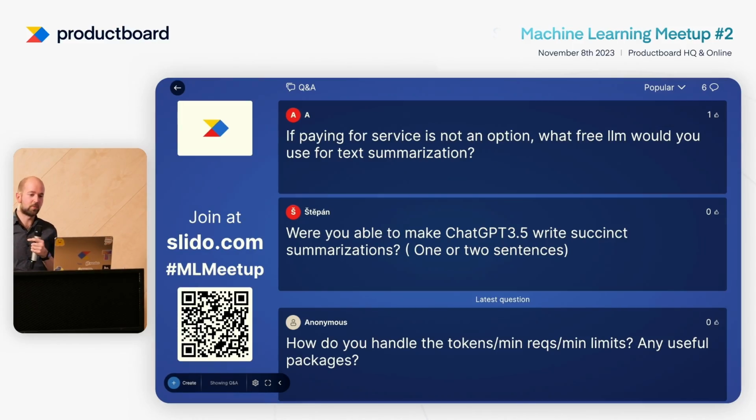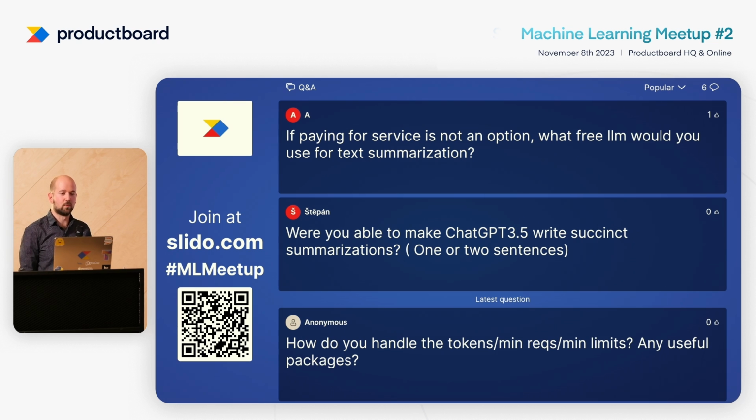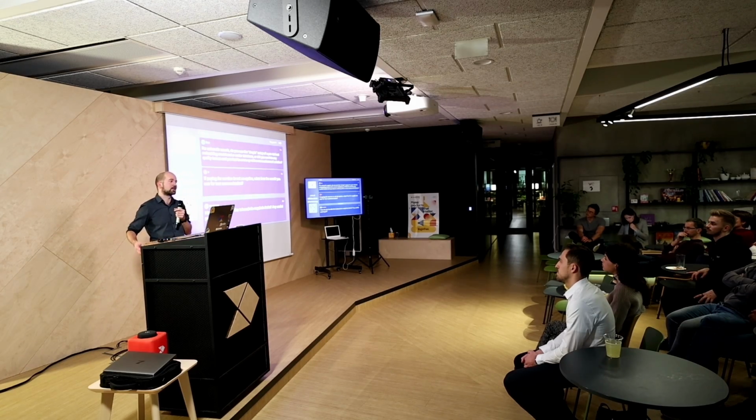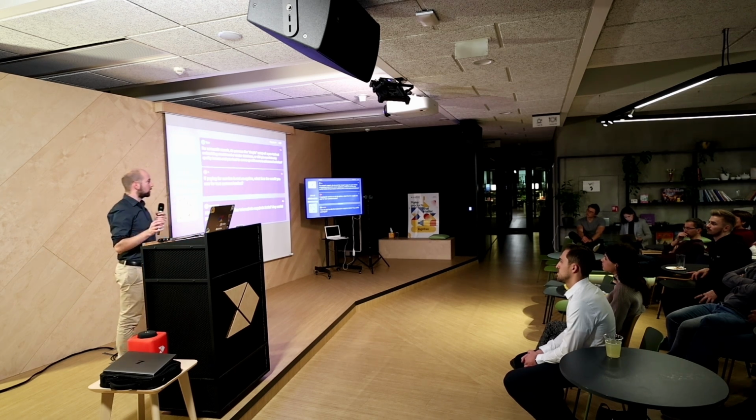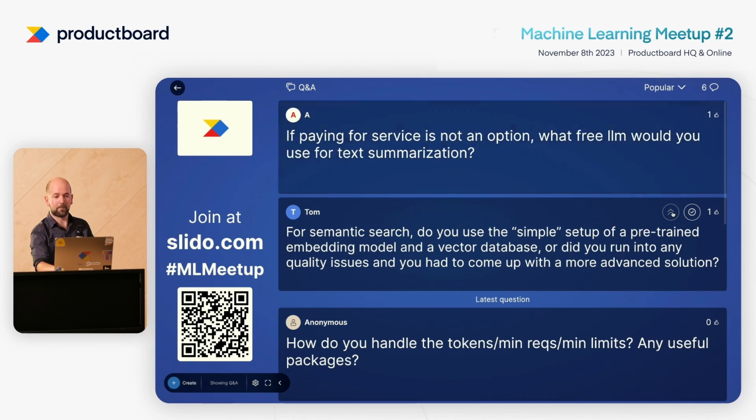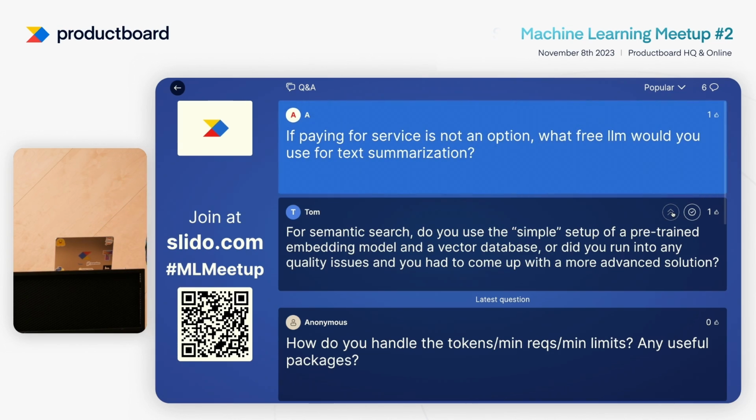If paying for a service is not an option, what free LLM would you use for text summarization? I would say it depends on the specific use case. If I would need to summarize books, or if I would need to summarize conversations, I would use, I don't recall the name now, I think I have some on my slides, some pre-trained open source model. If I would want this model to be as general as OpenAI, I'm not sure, and I don't have a recommendation in this field.